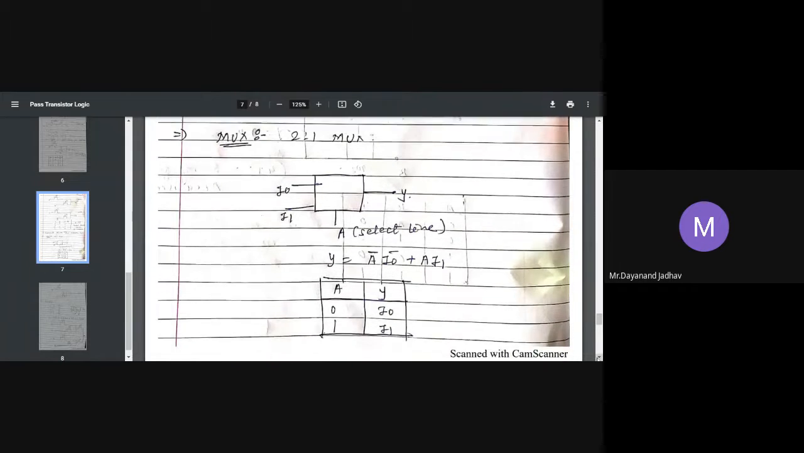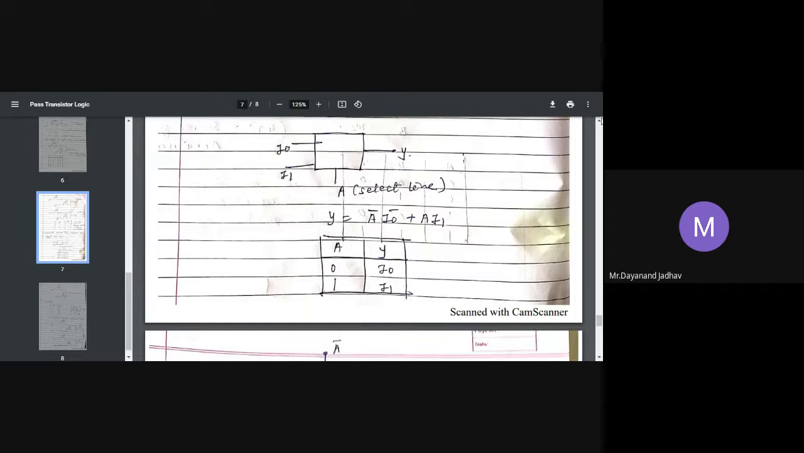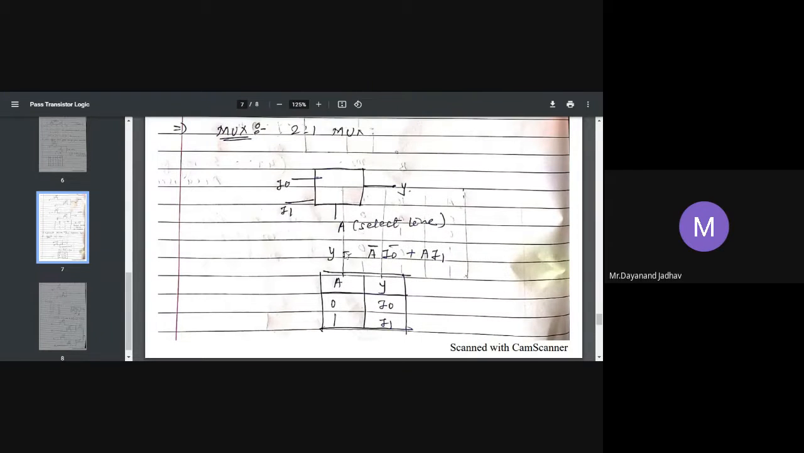Then how to implement it? What is the Boolean function for the logic expression of this 2 to 1 mux? This is the truth table. A is the select line and the output is y. If the select line is 0, the output y is equal to I0. If the select line is 1, the output y is equal to I1.